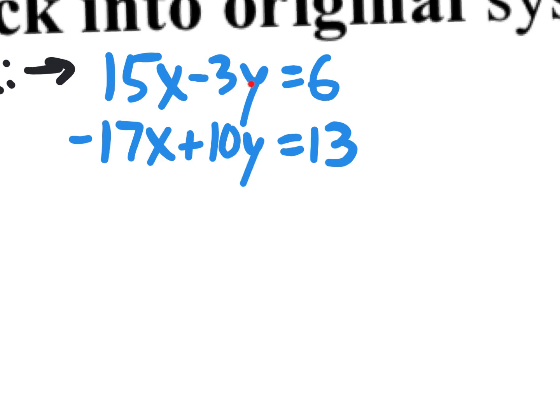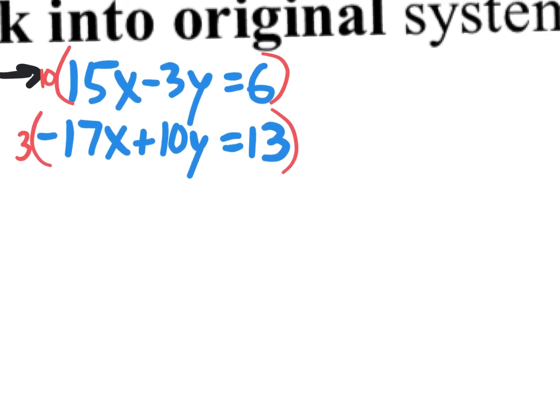I need times 10 to give me a negative 30, and down here I need a times 3 to give me a positive 30, right? So that's what we're doing. Let's modify both equations. On the top, multiply it by 10. On the bottom, multiply it by 3. Again, very important that you show all your work. Be very careful when you're doing this. Draw arrows to your new equations.